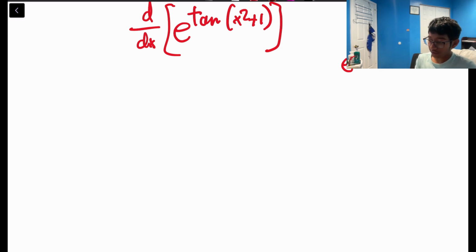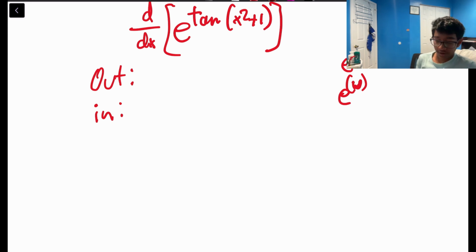It's because we treat the outside and inner functions of an exponential as e to the u. This u is going to be x squared, and the exponent in this case is our inner function, while the e to the exponent is going to be our outer function. So let's use that to our advantage.